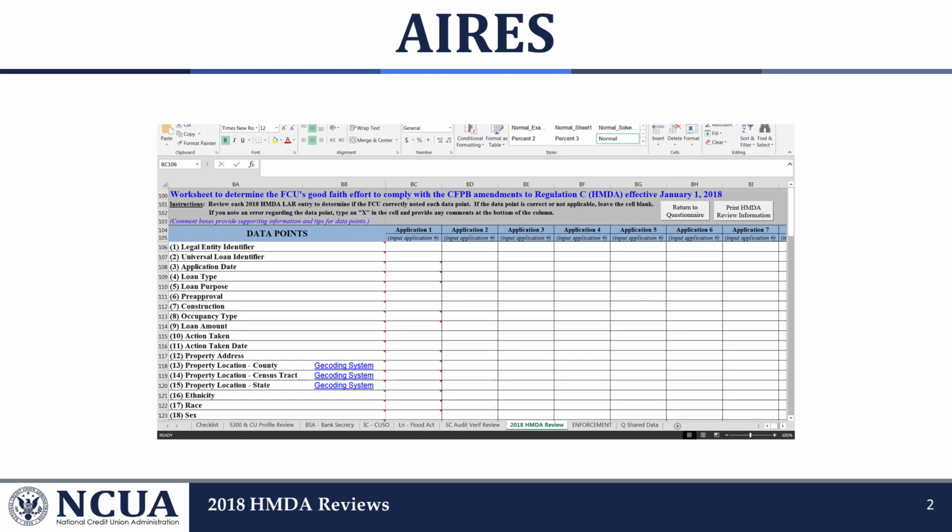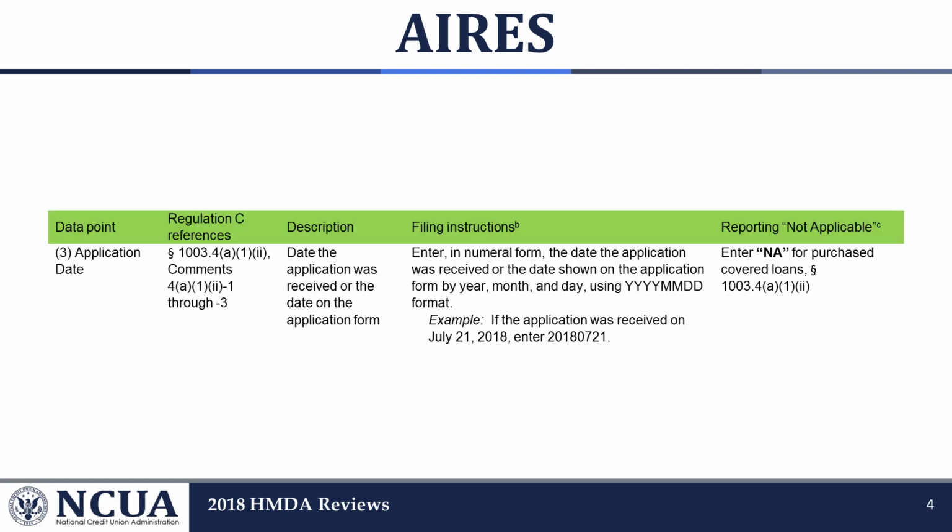As discussed in training video number 2, you will only need to input an X in the corresponding cell of the review checklist when you note a data point error. We'll be covering data points 3 to 12 and 16 to 18 in this video. Number 3, application date, is the date the credit union received the application or the date on the application form.